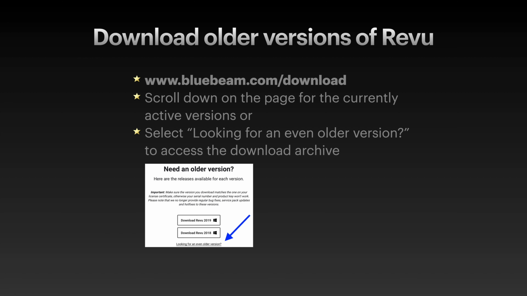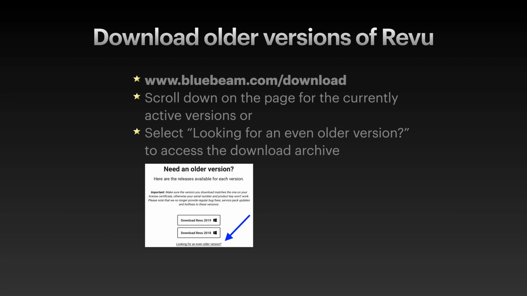To download Revu, go to bluebeam.com/download, please. Scroll to the bottom of the page and click on the teeny tiny link looking for an even older version. I've taken a small screenshot for you and created an arrow pointing to the link that says looking for an even older version.